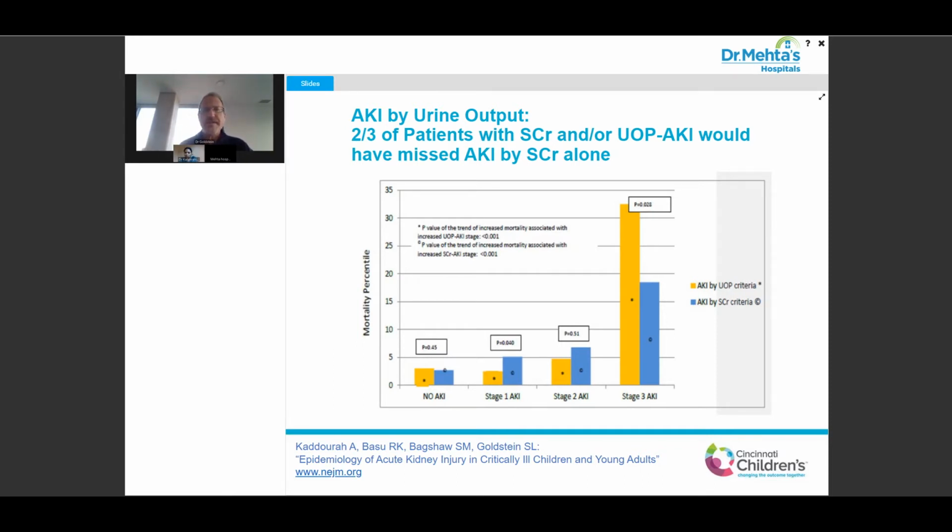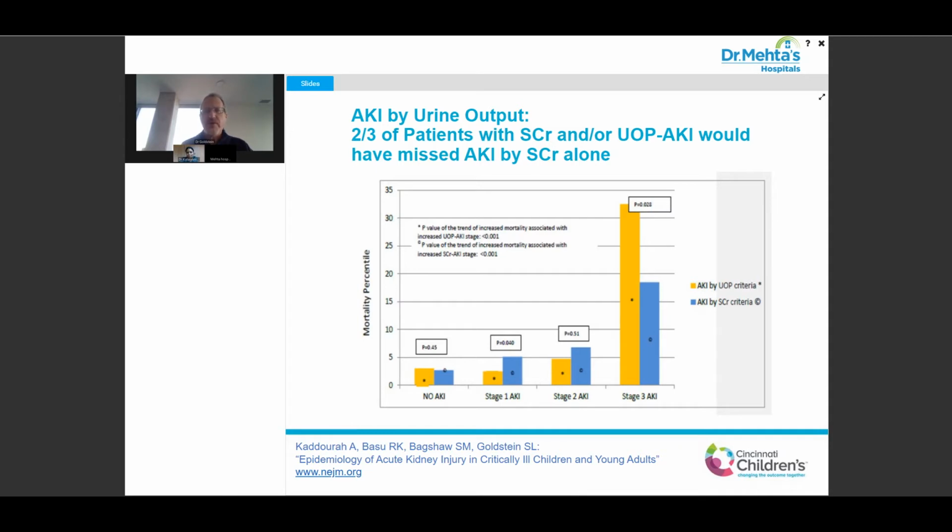But what you can see here is that stage 3 AKI has a very high association with mortality based on urine output compared to creatinine. 1 in 3 patients with urine output-based AKI, stage 3 AKI, die. 1 in 3, and that again, to remind you, is 12 hours of anuria or 24 hours of oliguria. That is, we would have never thought was associated with mortality.